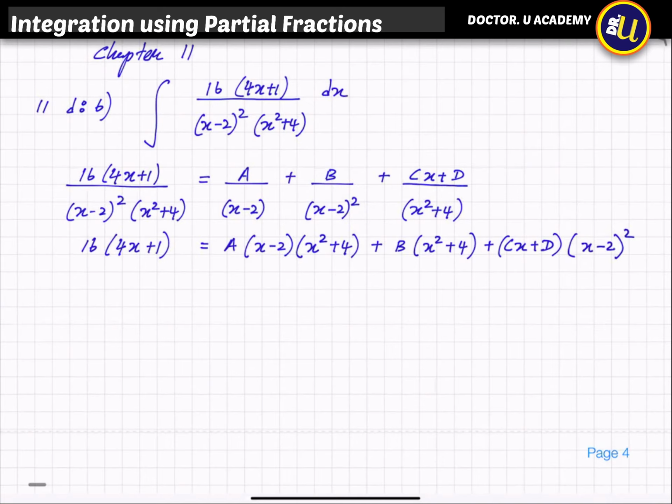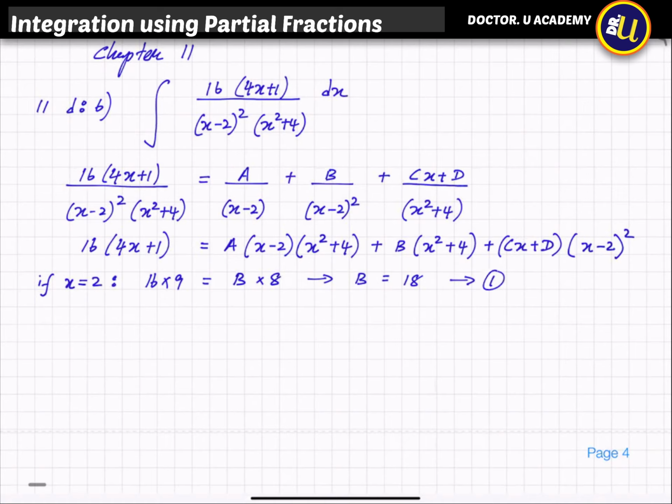Now what you will do, if x is equal to 2, so the left hand side, you get 2 here, so it's going to be 8 plus 1, 9 into 16 is equal to, when x is equal to 2, the first term is gone and the third term also gone, so you get b times 2 squared, which is 4, so it's going to be 8b. So b would be, 2 times 9 is going to be 18. So you found your first value, b.